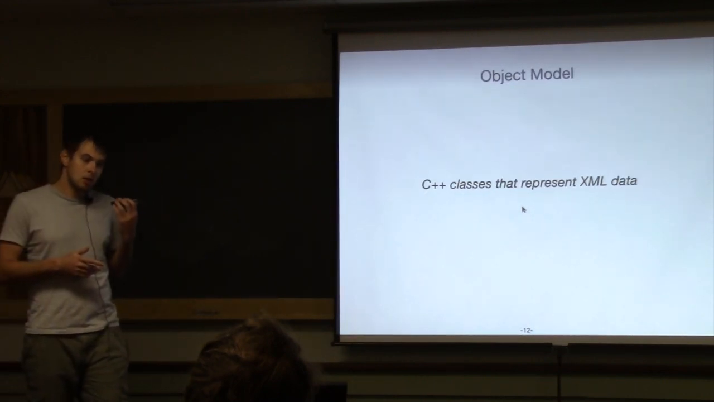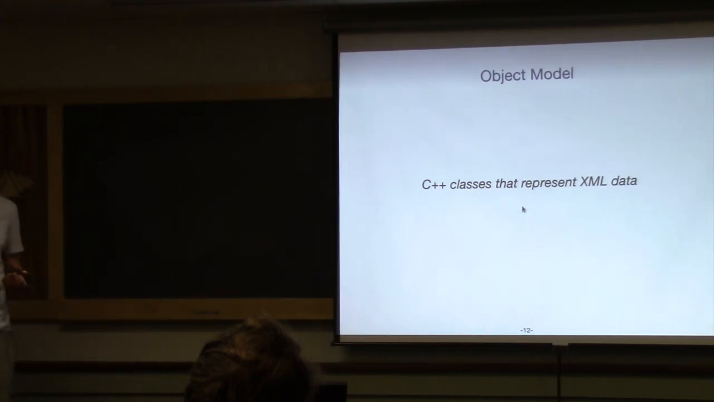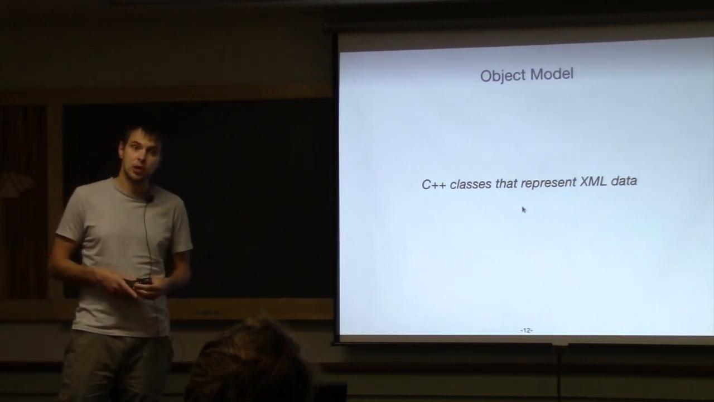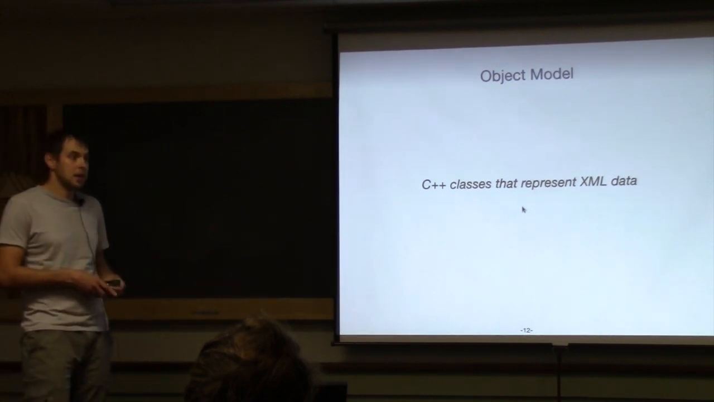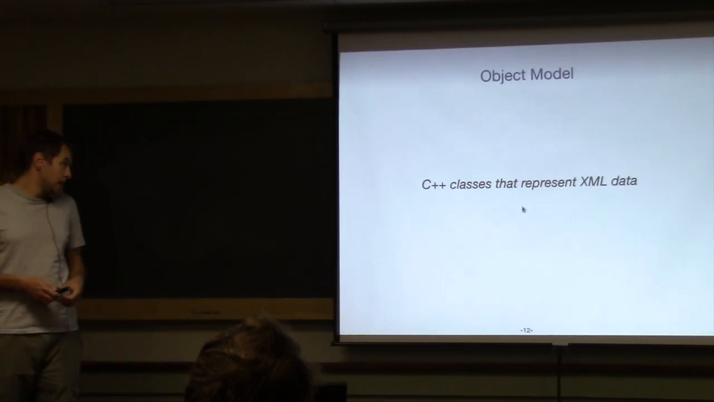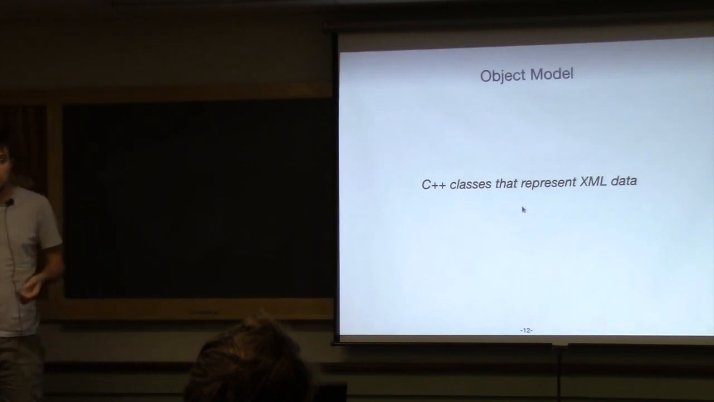Sometimes, but not always, when we parse XML, we store the extracted data in the application's memory. Usually, we would create C++ classes that correspond to our vocabulary. For example, if we have the person element in XML, then it would be natural to have a C++ class also called person. So these classes we'll call the object model.